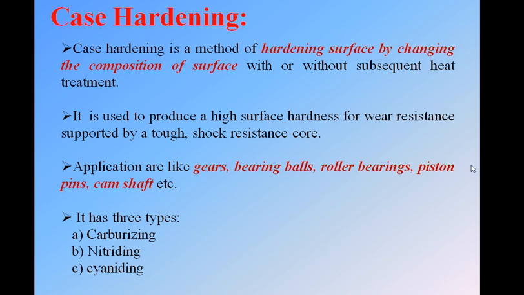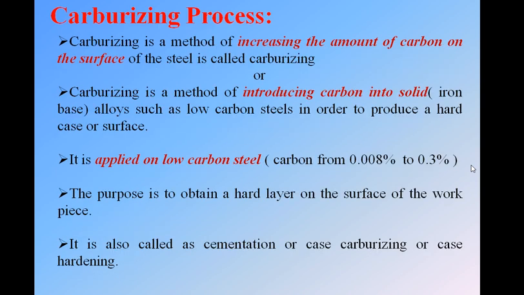Okay, so next, start with the first, that is the carburizing process. In the carburizing process, simple thing, we are increasing the amount of carbon on the surface. If we have a low carbon steel, we know that the whole material has 0.3% carbon. Increasing the amount of carbon means we can increase the 0.3% of carbon to 0.5% on the surface of the material only.